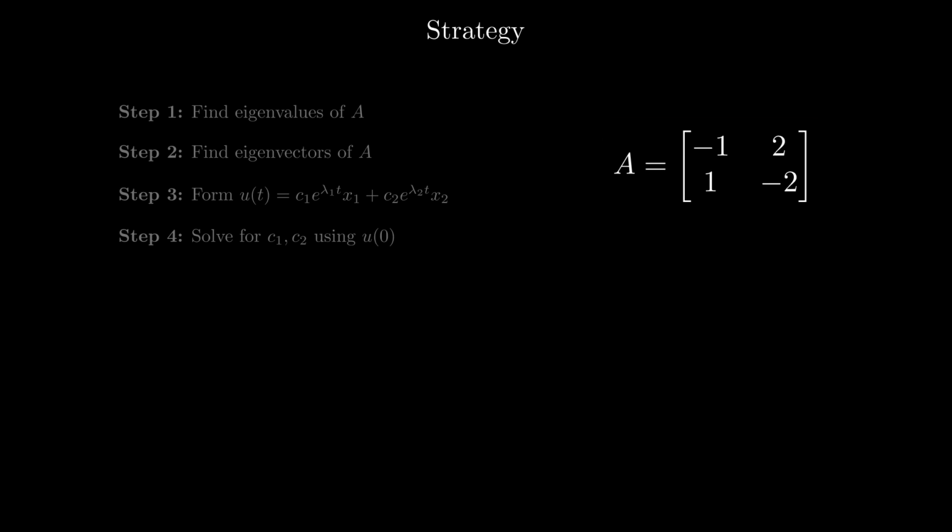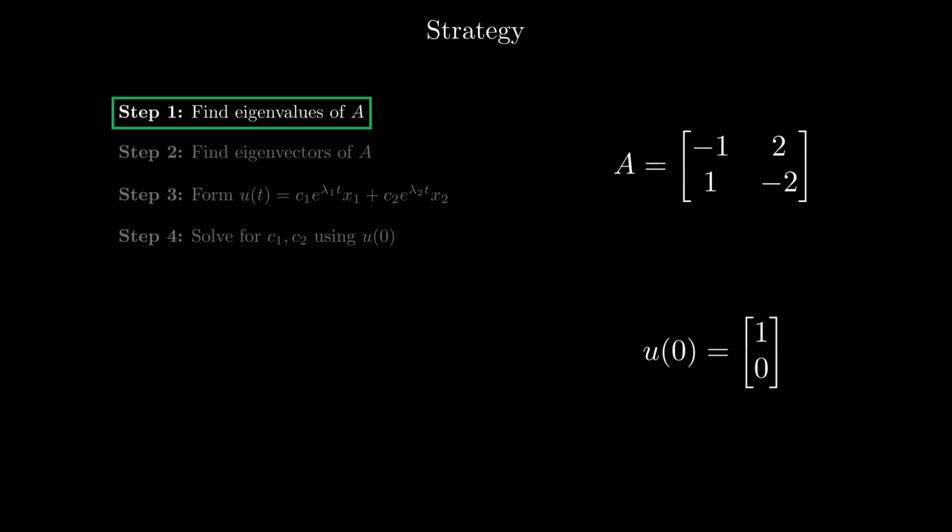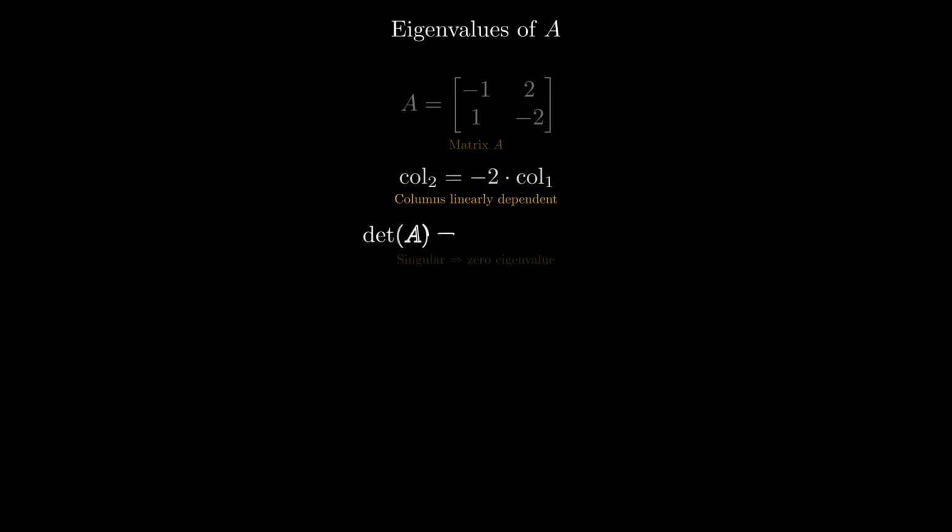For our problem, the matrix A has entries -1, 2 in the first row and 1, -2 in the second row. The initial condition, u of 0, is the vector 1, 0. Let's begin by finding the eigenvalues. Look at A. Notice that column 2 is -2 times column 1, and that means the columns are linearly dependent, so A is singular and its determinant is 0. A singular matrix always has 0 as an eigenvalue, so lambda 1 equals 0.